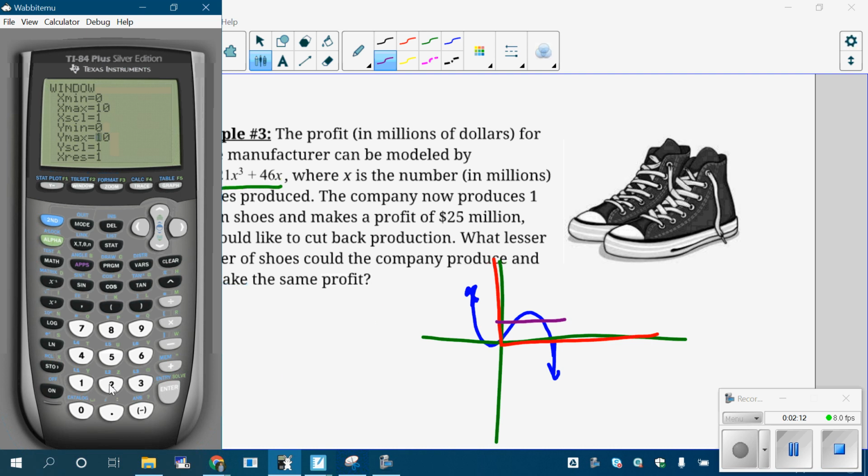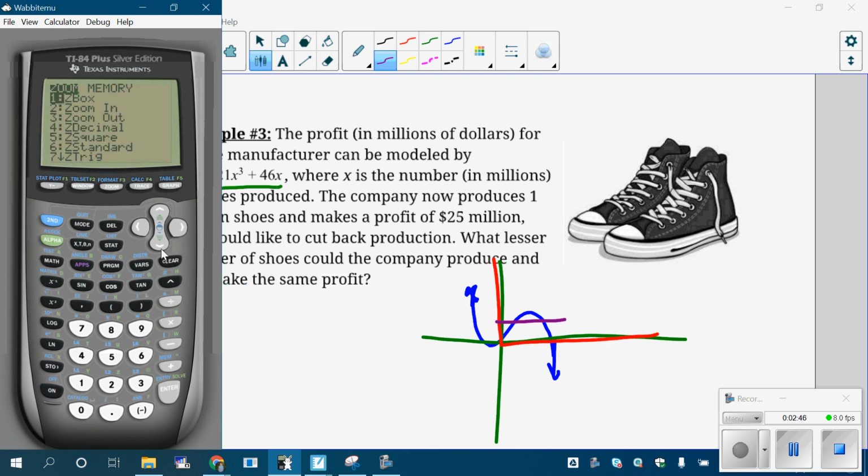My graph went higher than I could see, so I'm going to bump this way up. Maybe I'm going to bump up to 50. I know that right now I'm making a profit of 25 mil, so it has to go above 25. Okay. Trying to figure out where it intersects with this line. This line is y equals 25. It's where P, which is my y value, is 25. So the other thing I'm going to type in is y equals 25. And now hopefully it looks like this. And it does. I definitely hit that y equals 25 there. It's kind of hard to see.